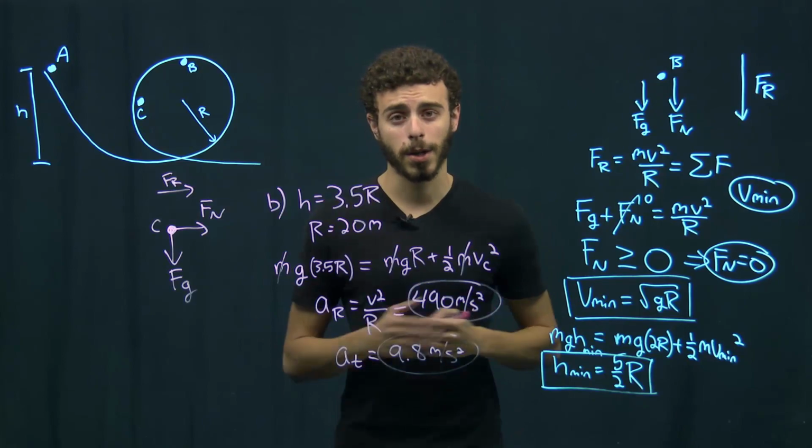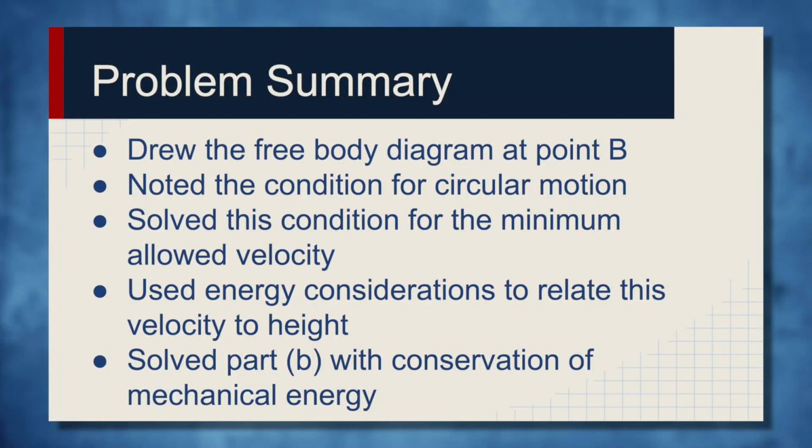Okay, so let's review how we just did that problem. We first drew our free body diagram and noted that we had a requirement that the sum of the forces pointing towards the center of the circle be equal to mv squared over r in order for there to be circular motion. So then we set the normal force equal to 0 to find the minimum velocity, and we used mechanical energy conservation to solve through to find the minimum height. And then for part B, we drew our free body diagram and again utilized mechanical energy conservation to solve for the velocity of the car at point C. And then we plugged this into our radial acceleration equation and got an answer, and then noted that the tangential acceleration was just equal to g.